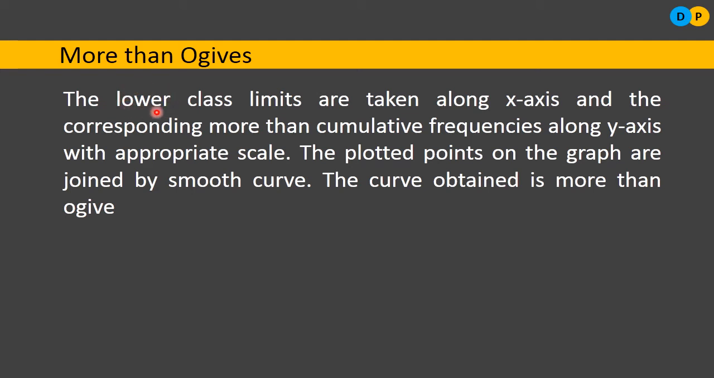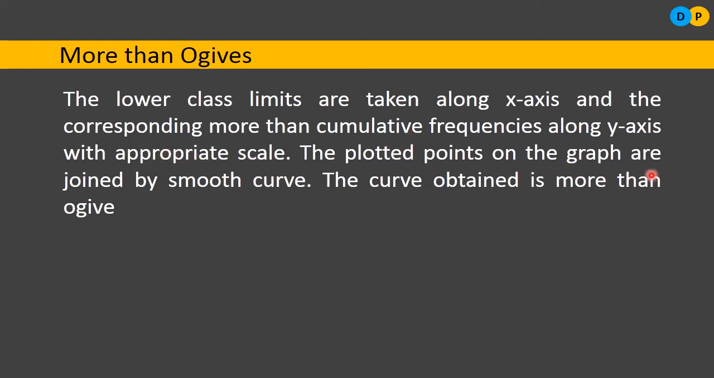So in the class interval, what are we considering? Only the lower class limits. In the frequencies, which particular frequency are we considering? We are considering the more than cumulative frequencies. So the lower limits of the class are considered along the x-axis and the more than cumulative frequencies along the y-axis with appropriate scale.